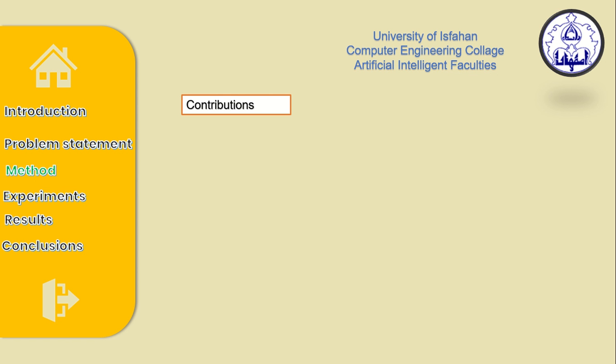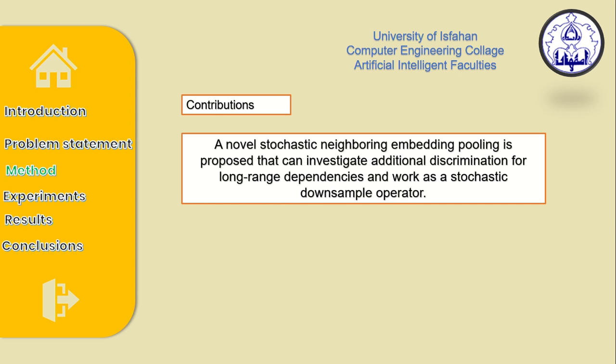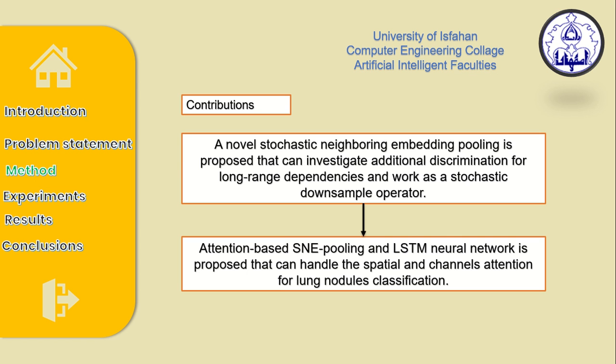The contributions of this research are, first, a novel stochastic neighboring embedding pooling that can investigate additional discrimination for long-range dependencies and work as a stochastic downsample operator. Second, an attention-based SNE pooling and LSTM neural network is proposed that can handle the spatial and channel attention for lung nodule classification.